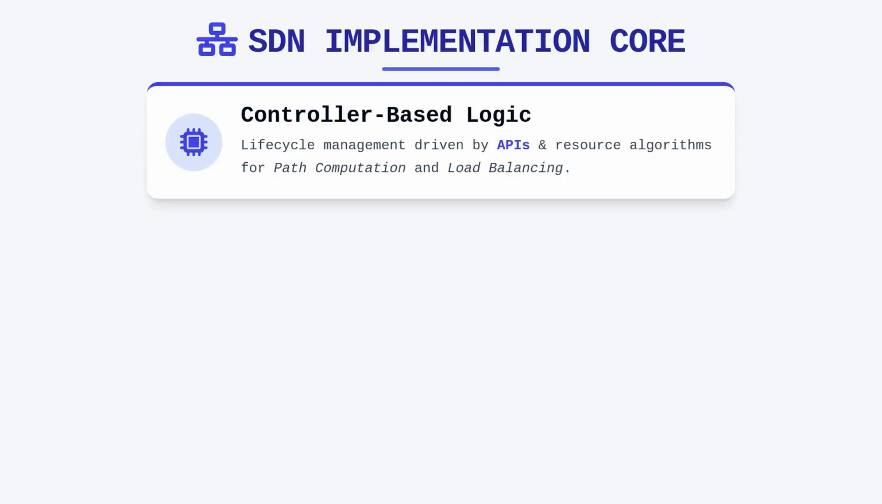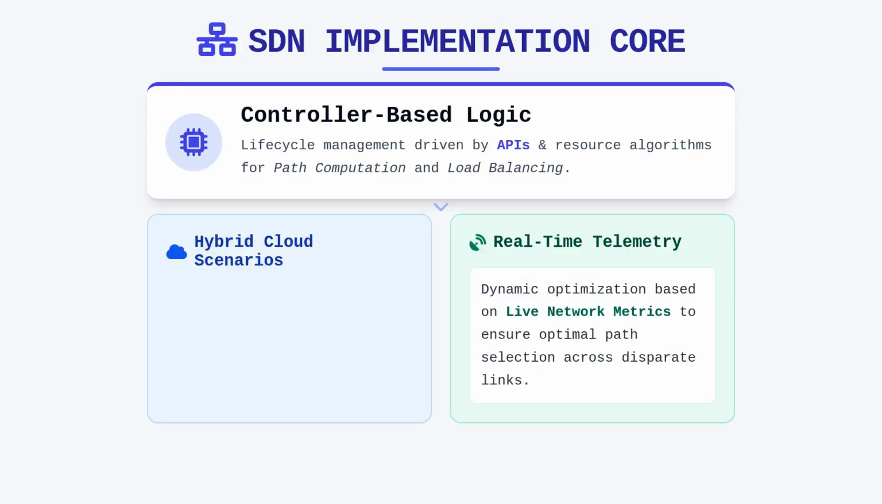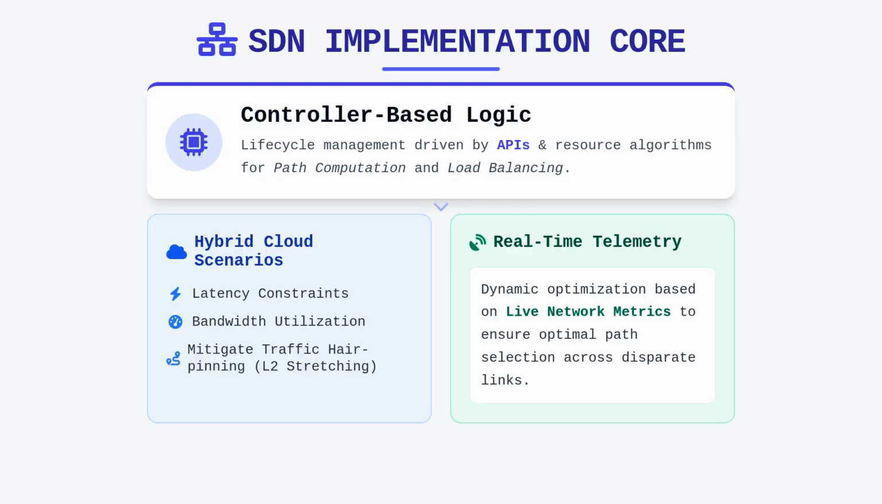The core of effective SDN implementation lies in the use of APIs and controller-based logic for lifecycle management. You must understand that resource algorithms within these controllers are responsible for path computation and load balancing based on real-time telemetry. In a hybrid cloud scenario, these algorithms must account for latency constraints and bandwidth utilization across disparate links. For instance, if you are stretching a layer 2 domain across geographic regions, the software-defined controller must identify optimal paths to mitigate hairpinning of traffic.